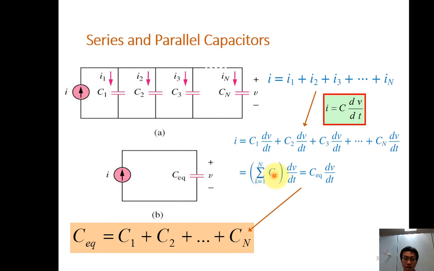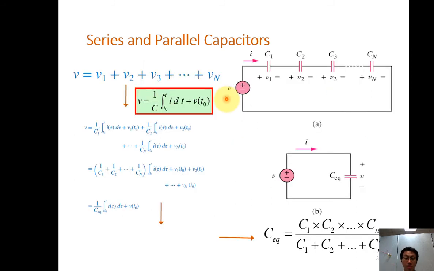So I factorize my dV/dt and find that the equivalent capacitance is a summation of Ck, which is C equivalent equals C1 plus C2 plus C3 and so on. So when my capacitors are connected in parallel, I can find my equivalent capacitance as C1 plus C2 plus C3 up to Cn. This is for parallel connected capacitors.